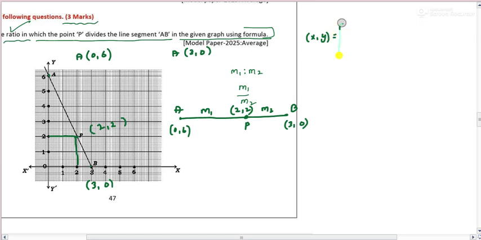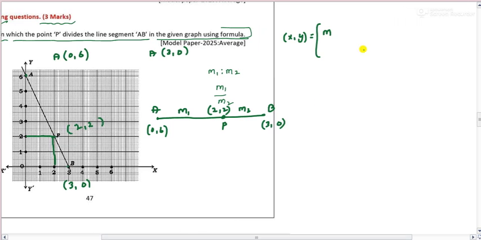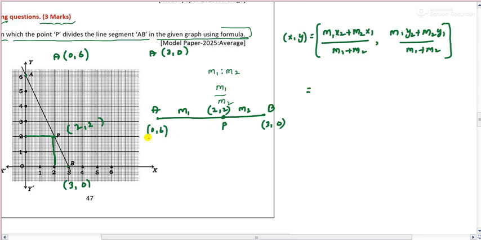Section formula. Exactly. So substitute. Let me solve this. If you are ready with your pen and paper, you can also try and just tell me the answer. The formula is (m1 x2 + m2 x1) / (m1 + m2), then (m1 y2 + m2 y1) / (m1 + m2). Those who are new, first write here: this is x1, this is y1, this is x2, y2.